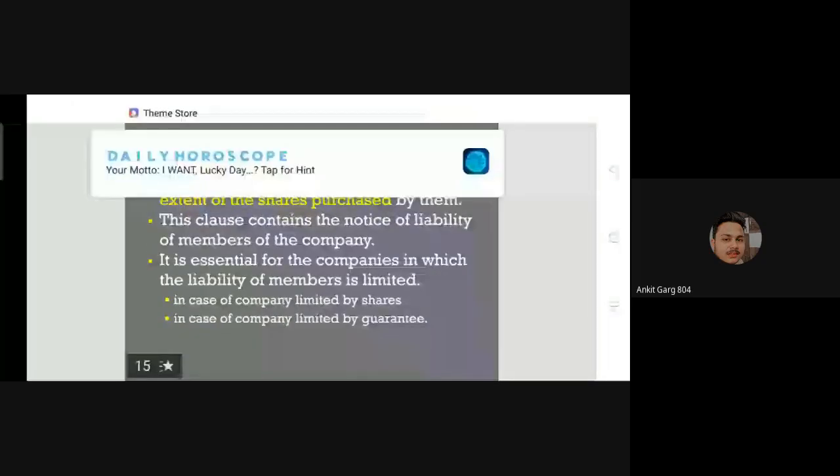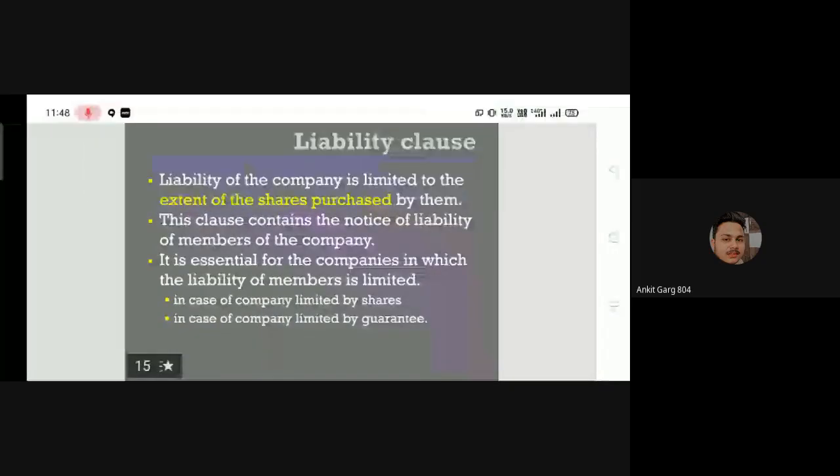Liability clause. Liability of a company is limited to the extent of shares purchased by them. As I have already told, in case of a private limited company, the liability of the shareholders is just the extent of what they have contributed in the business, that is, of what amount they have purchased the shares.